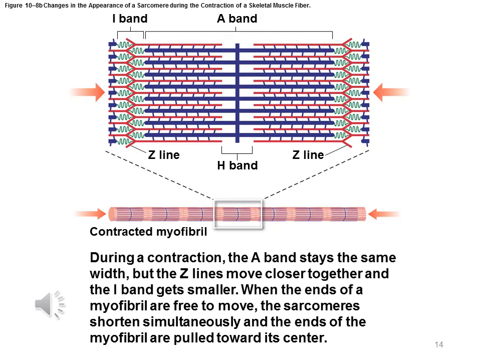As a contraction takes place, notice how the Z lines of the sarcomere actually come together and you have greater zones of overlap. The I band shortens, the A band shortens, and the thin filaments are sliding toward the center of the sarcomere. They're kind of drawn in.